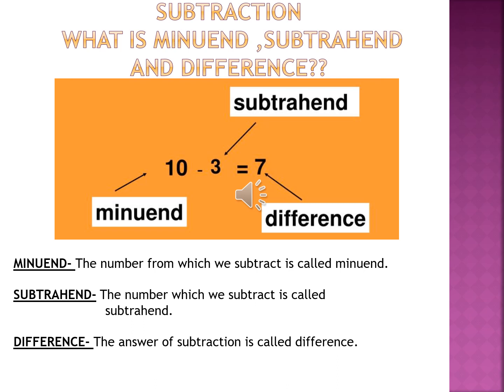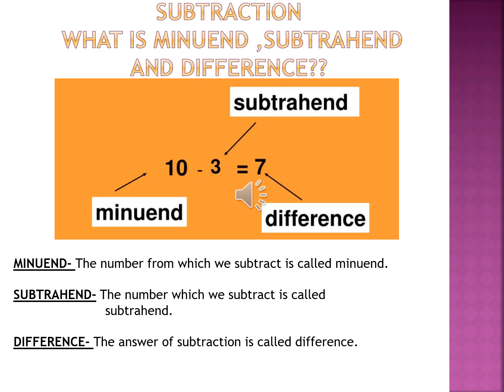Let's move on to subtraction now. Very easy example in front of you. 10 minus 3 is equal to 7. In your earlier classes, you have learned that we always subtract a smaller number from a bigger number. So 10 is bigger than 3, so you can subtract 3 from 10. Now 10 is referred to as the minuend, 3 is referred to as the subtrahend, and 7 is referred to as the difference. Now what is the minuend?